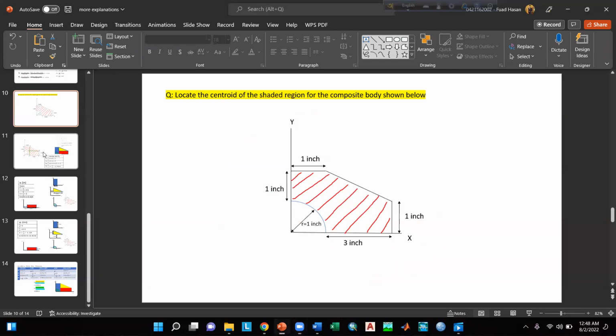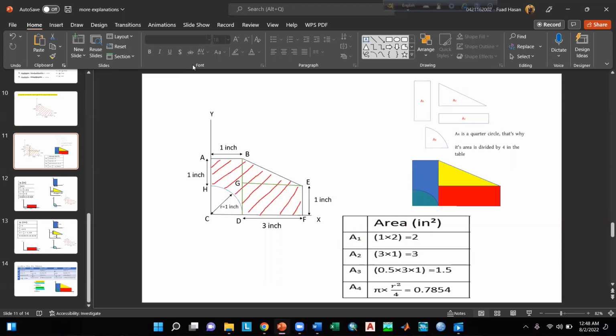So first of all, we have to divide the composite body into some portions. You can do it in many ways, but I will divide it like this: A, B, D, C, this rectangular portion, represented as A1. Then this rectangular portion G, E, F, T, which is represented as A2. Then this triangular portion G, B, E, represented as A3. And finally, this circular portion, which is 1/4 of a circle, represented as A4.